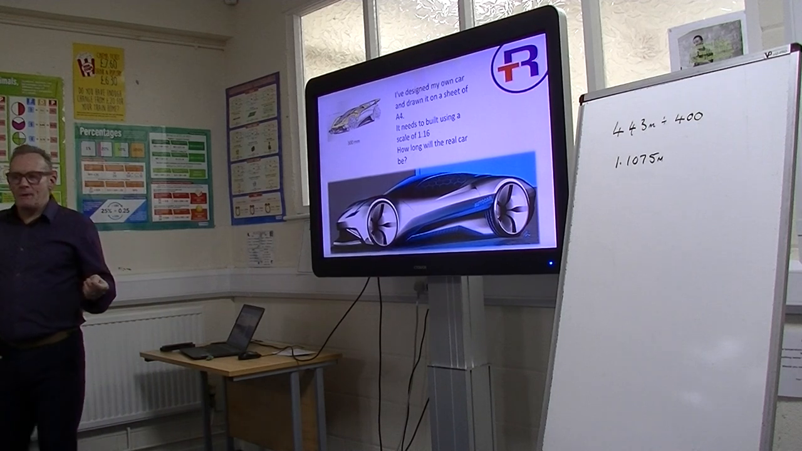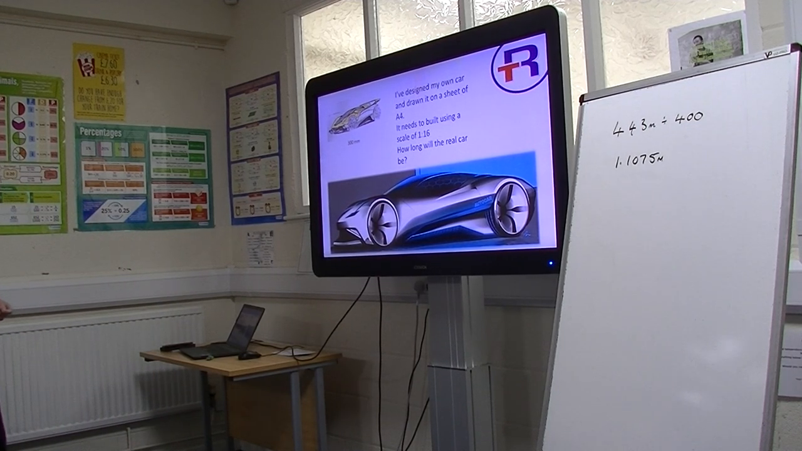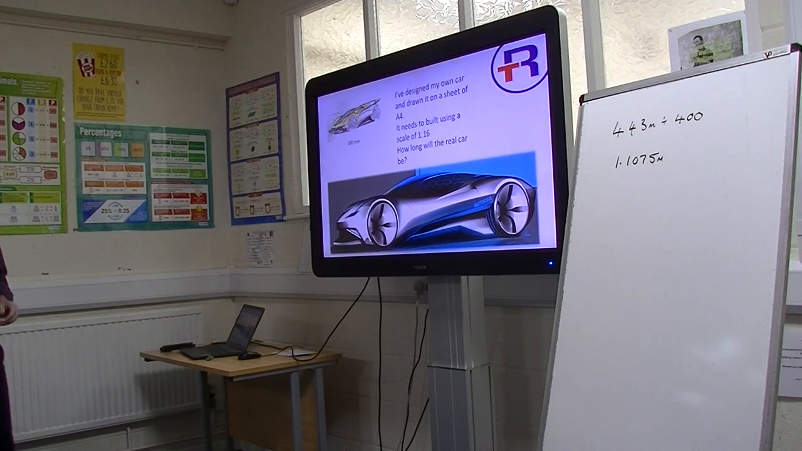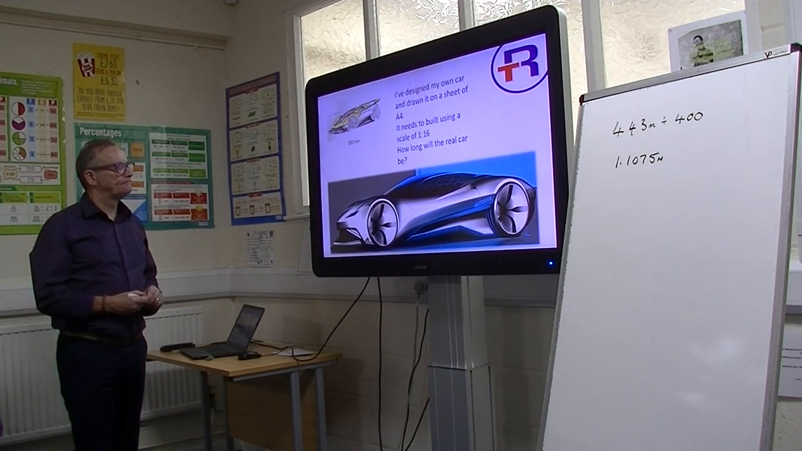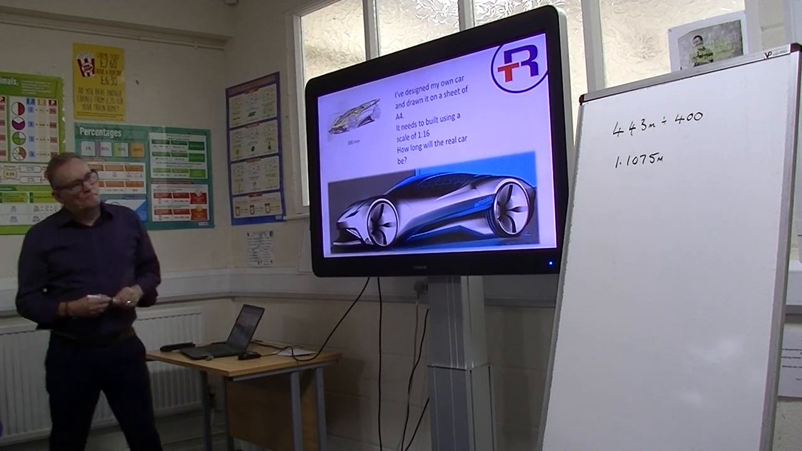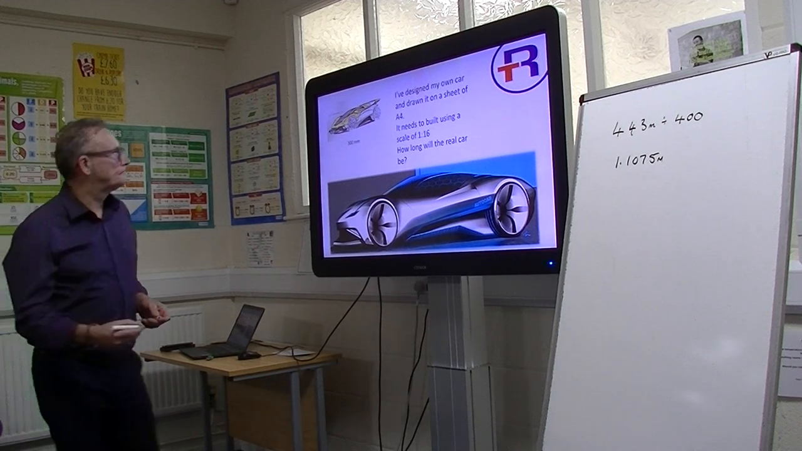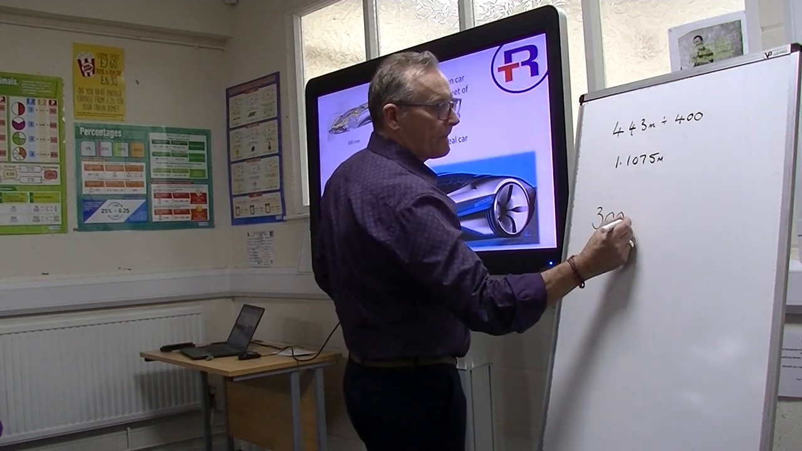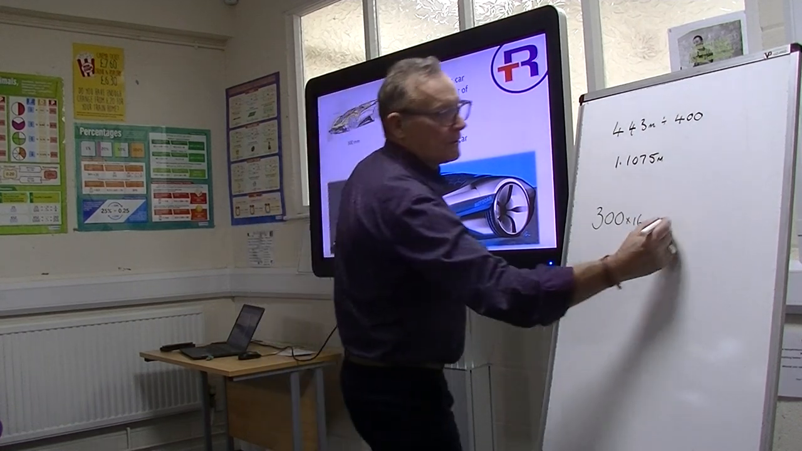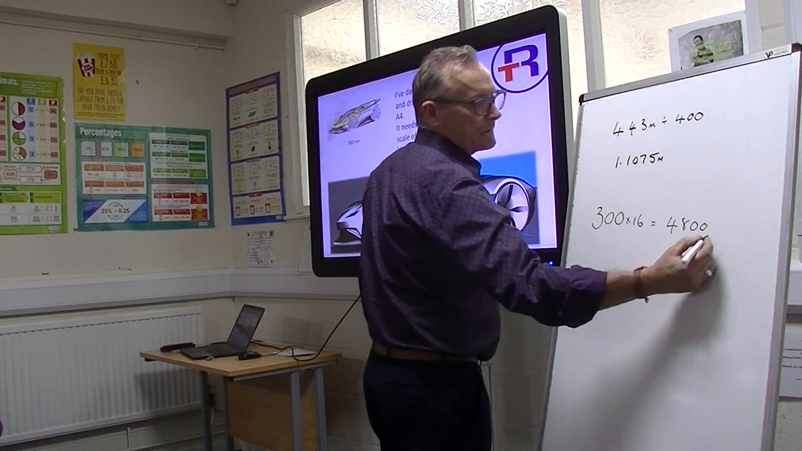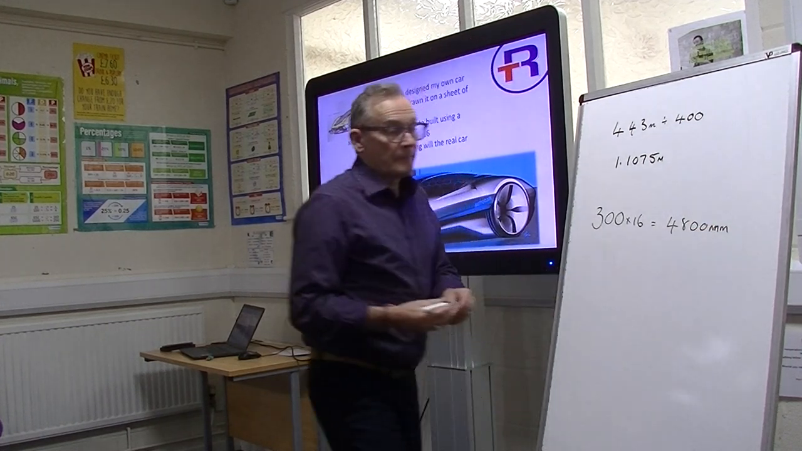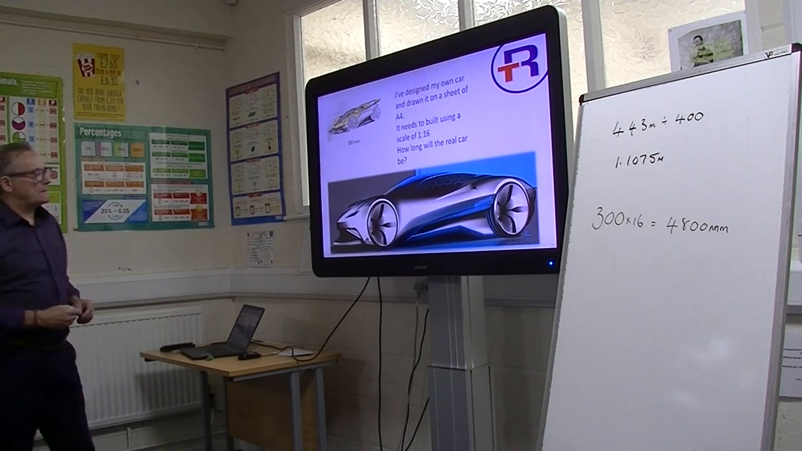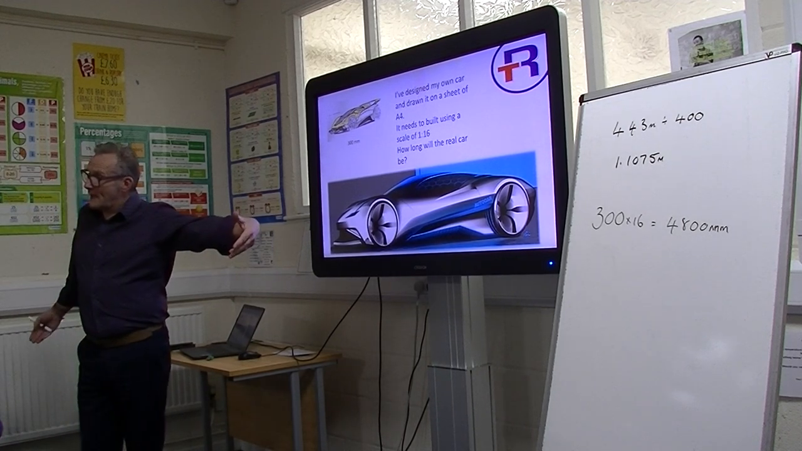How long's my real car going to be? Are you going to do the opposite and times it? Yes, you times it, because we're scaling up, we're making it bigger. 4,800 millimetres. So what would that be in metres? 4.8 metres, which is about the size of a car.